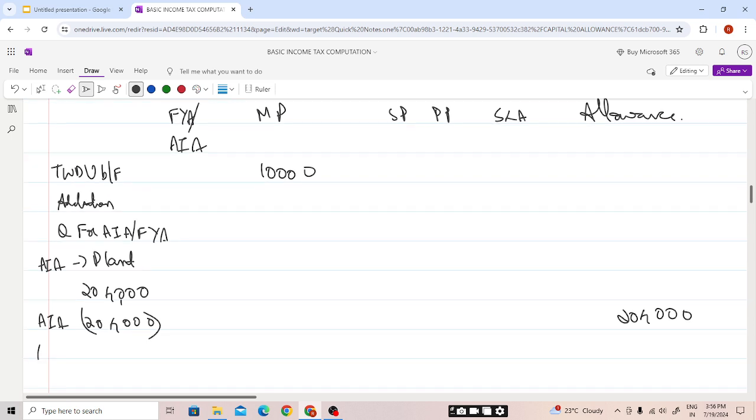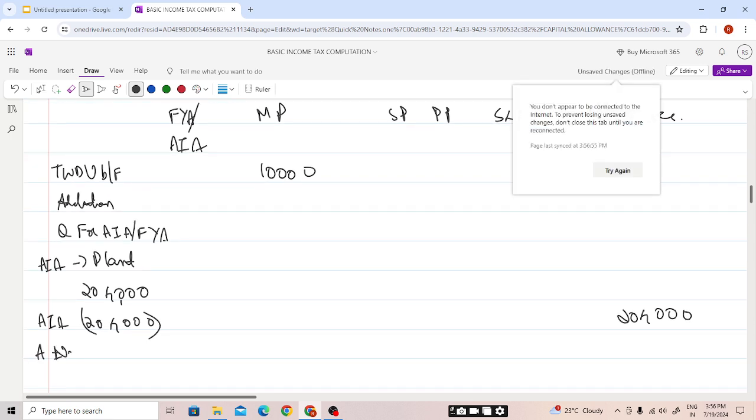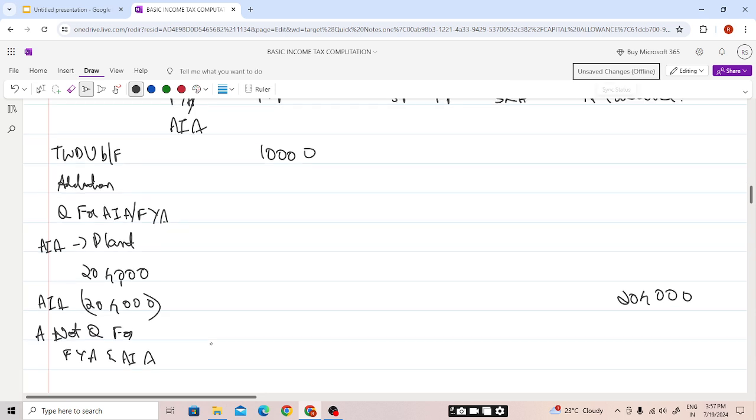Now additions not qualifying for AIA. I hope this is clear, students. As we have nothing here, it is 204.